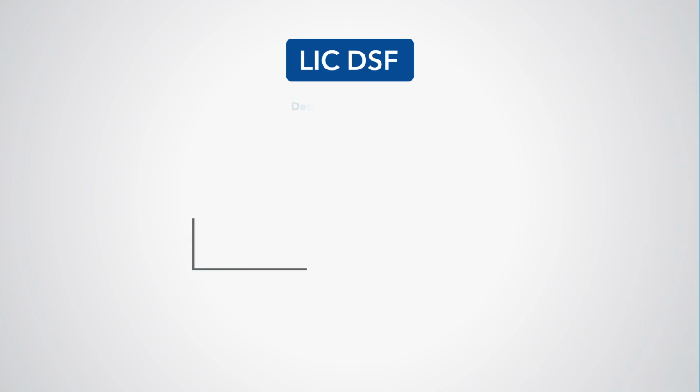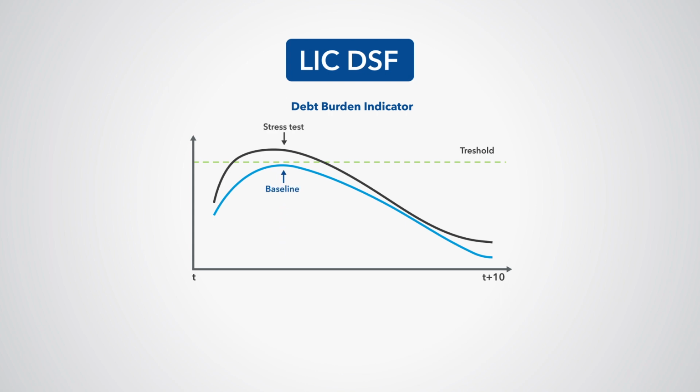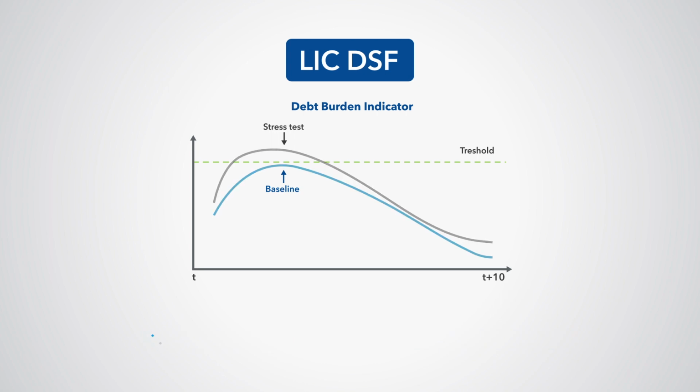To that end, the LIC DSF produces projections of debt burden indicators under a baseline scenario and under stress test scenarios. A baseline scenario is the most likely scenario given up-to-date data and policies that are either already in place or announced and likely to be implemented. On the other hand, stress tests are scenarios in which baseline projections are affected by an adverse shock.